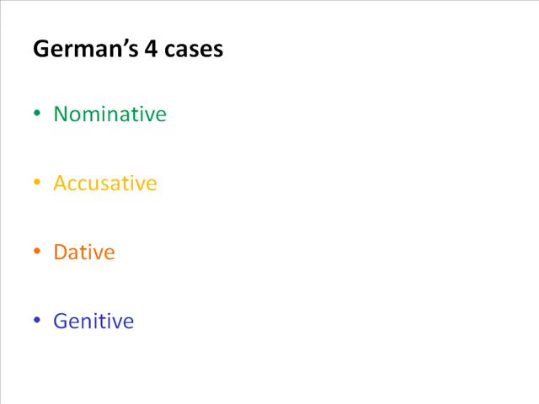German has 4 cases: the nominative, the accusative, the dative, and the genitive. All nouns you ever come across in German have to be in one of those cases. Today, I'm only going to look at the nominative. I'll be covering the other 3 cases in the next 3 podcasts.